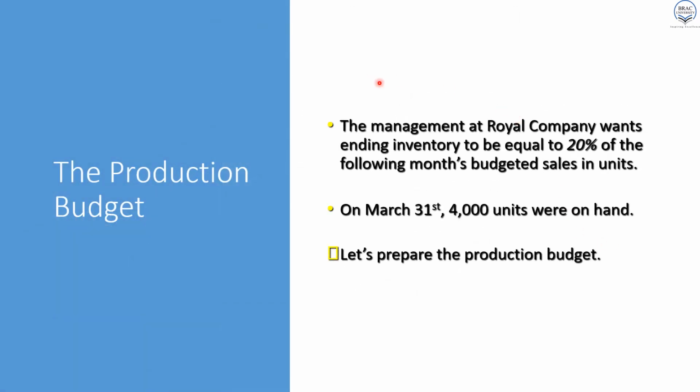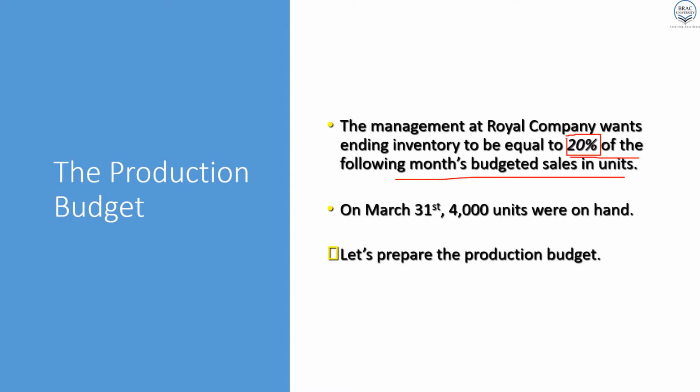So for production budgets, my scenario is that the manager of Royal Company wants their closing or ending inventory to be equal to 20% of the following month's budgeted sales in units. What does it mean? That 20% is not a fixed figure. It can be changed, it can be varied. Of course this will be given to you all the time. But what is this telling me? It's telling me that it depends on the following month's budgeted sales in units.